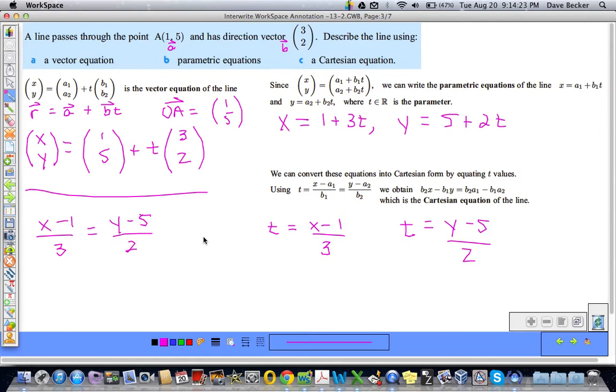Now, I need to get it in some recognizable form, like slope-intercept or standard form. Remember I said standard form is ax plus by equals c. That's going to be the easiest one to do just by cross multiplication. If I cross multiply, I get 2x minus 2 equals 3y minus 15. And then I get my x's and y's on the same side. Moving 2x over here, I get 3y minus 2x. If I add 15 to both sides, plus 15 here, plus 15 here, I end up with 13. And there is my Cartesian equation.